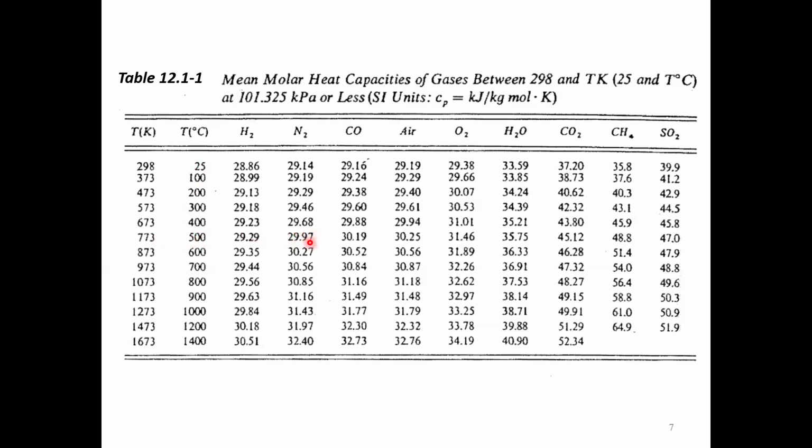So 29.97 doesn't represent the heat capacity of nitrogen at 500, but it represents the mean molar heat capacity between 25 and 500. All right, so it's a mean, right? We are using a heat capacity to know the energy that is needed to raise the temperature from one to the other, right? So to be able to use that, we should know the mean heat capacity between those two temperatures, and that's what you will fish out from this table.